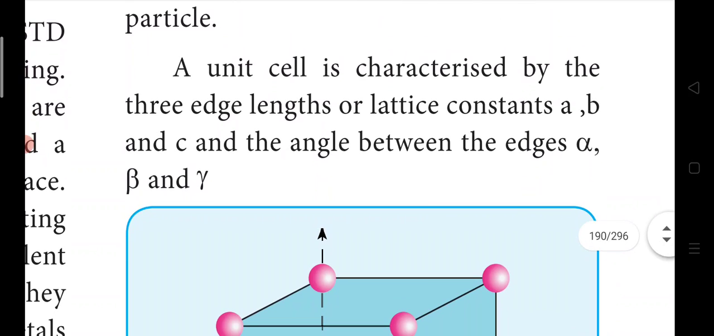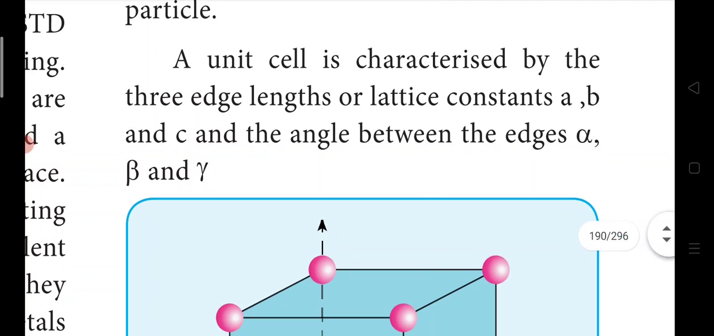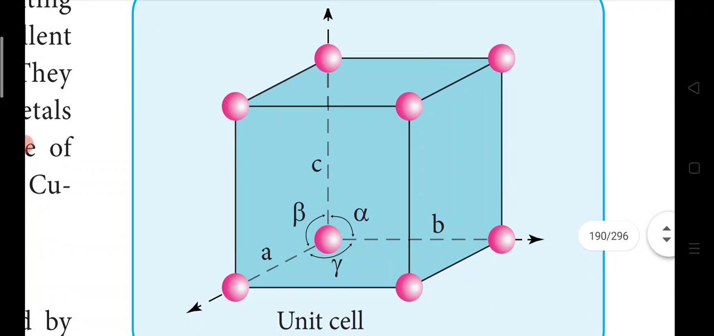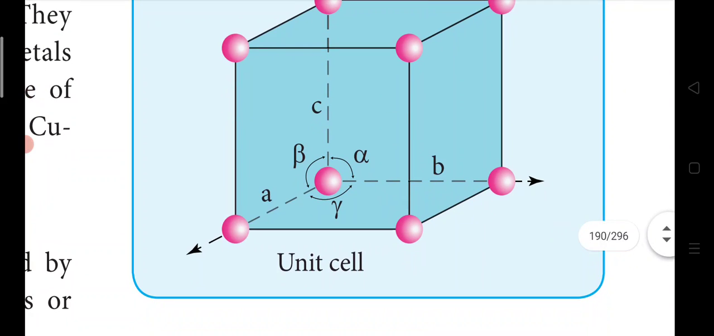And a unit cell is characterized by 3 edge lengths or lattice constants like A, B, C, and their angles we call alpha, beta, and gamma. So the 3 edges are given as A, B, C, and the angles between them in the unit cell are alpha, beta, and gamma.